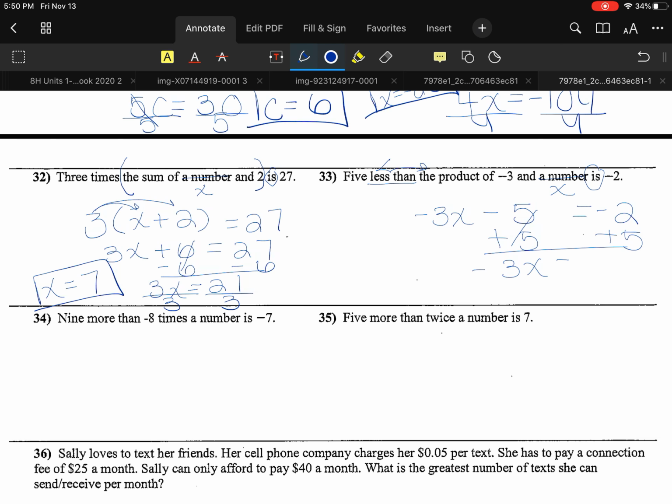I'm now going to add 5 to both sides. Negative 3x equals 3. Divide both sides by negative 3. X equals negative 1.